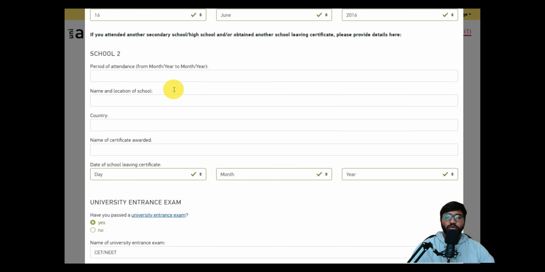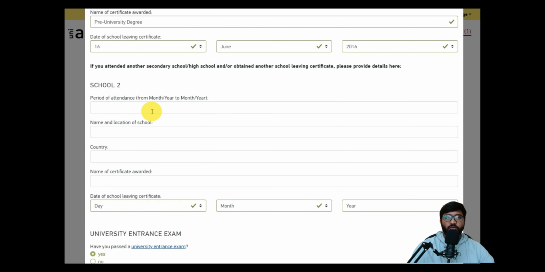In school 2, usually I will suggest you guys fill in your details up to 10th standard, which is like SSLC we call it, where it is called the secondary school leaving certificate. So you can just mention that information: when you did it, the name of the school where you studied your 10th, the country, and the name of the certificate that they have issued for you.